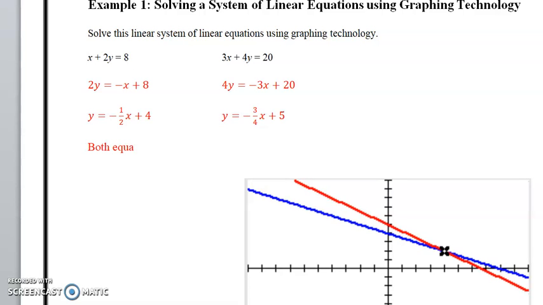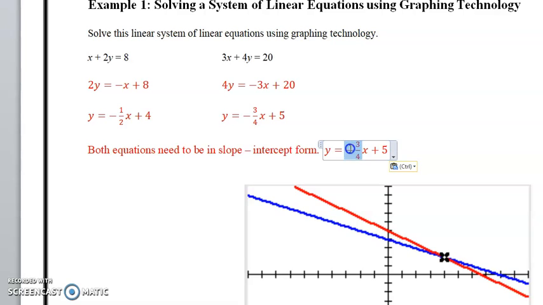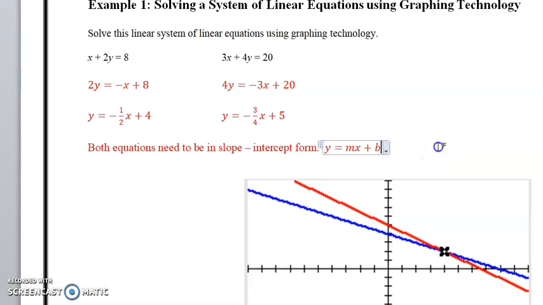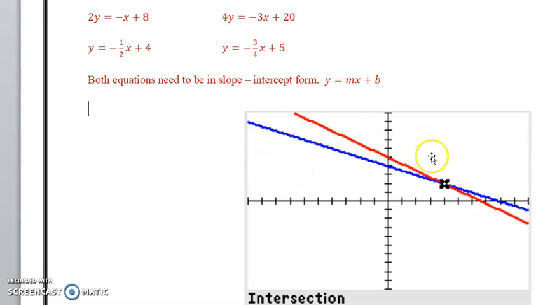Both equations need to be in slope-intercept form, right? You guys are aware, y equals mx plus b. I'll put that in there just to make sure you remember what slope-intercept form is. Well, it doesn't really have to be slope-intercept form, but y equals, so I normally just put it. That's what it's going to change to. And then you graph both equations, and you find the intersection point.